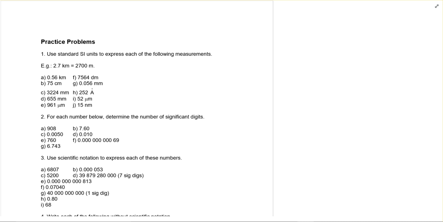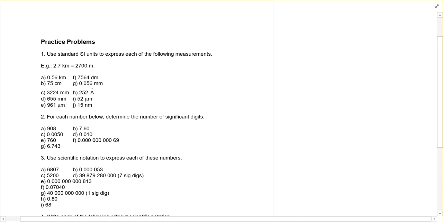So I'm just going to go through the practice problems now. Number one says use standard SI units to express each of the following measurements. SI units stands for International System of Units. I think it's because it's French or something that it's kind of backwards, but not sure. So that's really talking about kilometers, our metric units.